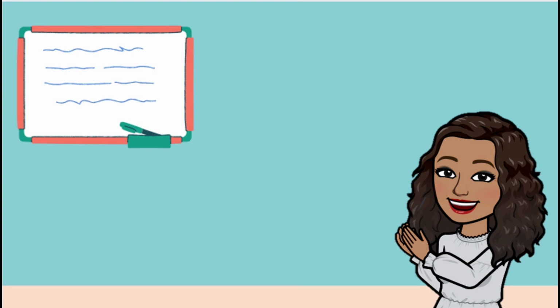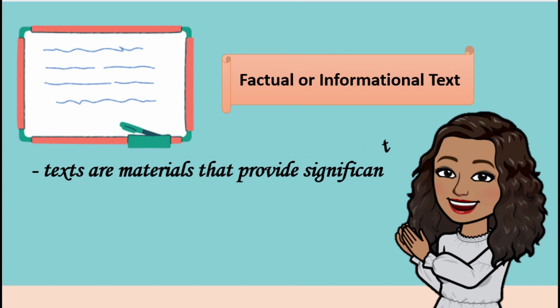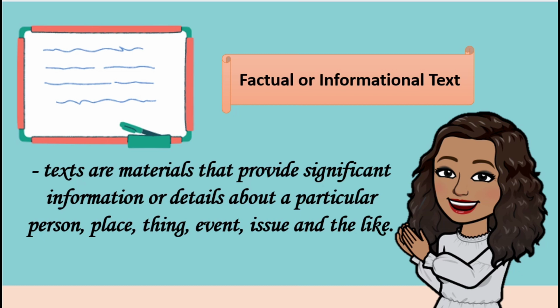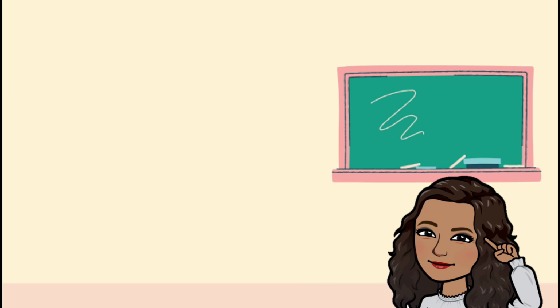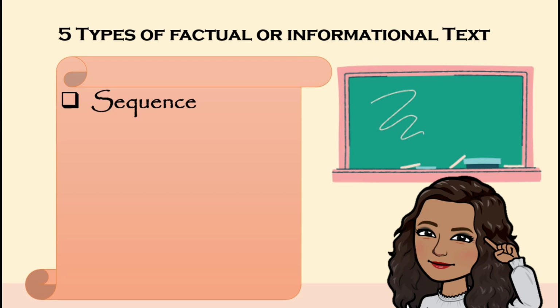Now let us have a recap of what we have learned today. Factual or informational texts are texts or materials that provide significant information or details about a particular person, place, thing, event, issue, and the like. There are five types of factual or informational text. First, we have the sequence. Sequence is information constructed in a chain so that the writer can lay out the steps in a process or series of events or hierarchy.